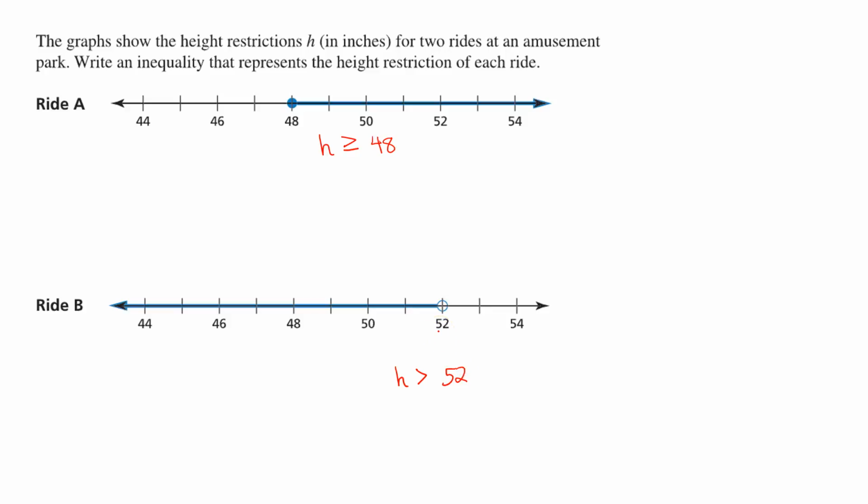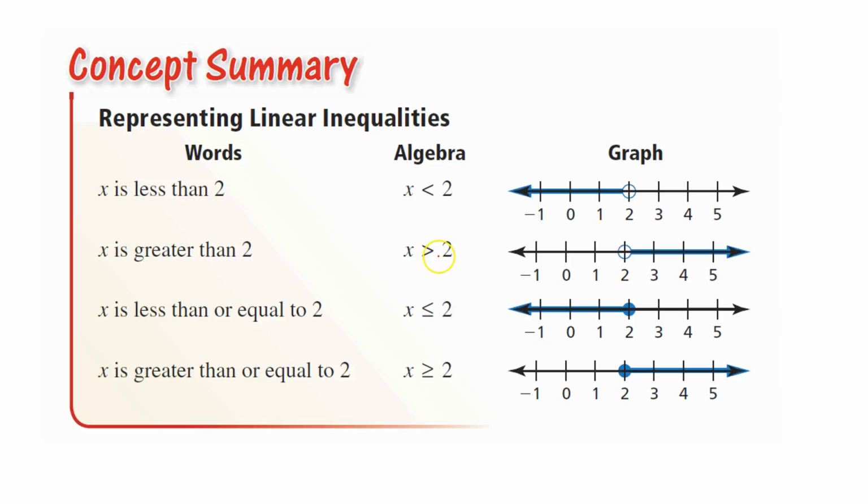Well, let's take a look at a little concept summary. When we have x is less than 2, this is the symbol x less than 2, and you will have an open circle and your arrow going to the left. Greater than, there's your greater than symbol. It'll give you an open circle and arrow to the right.